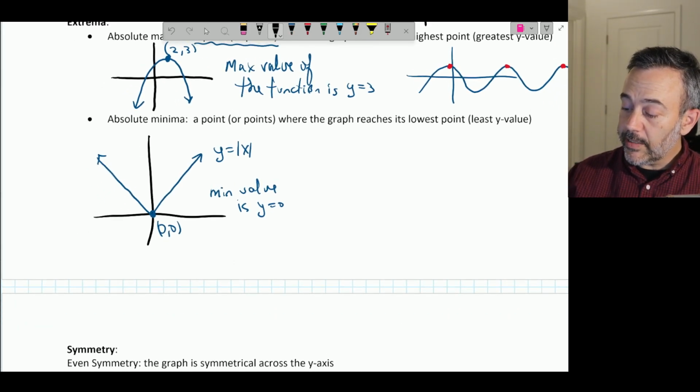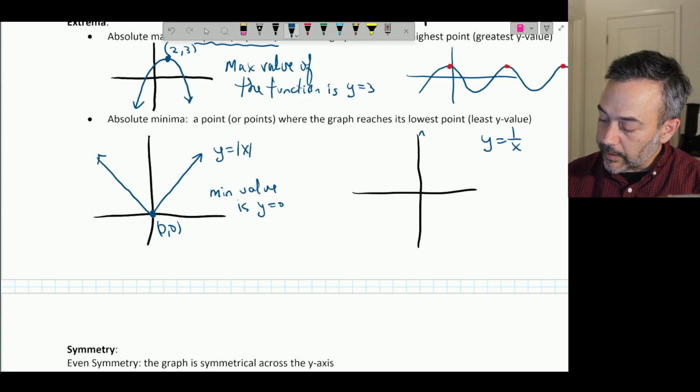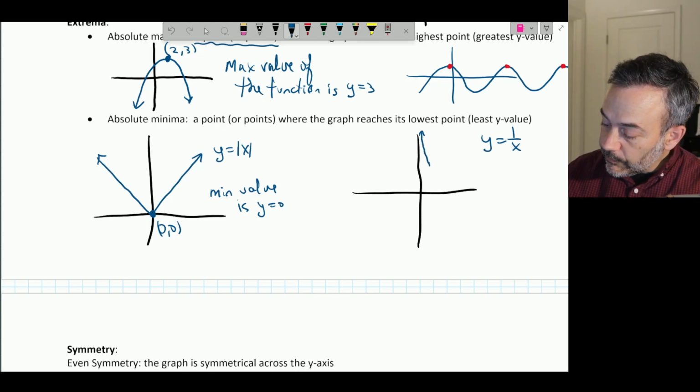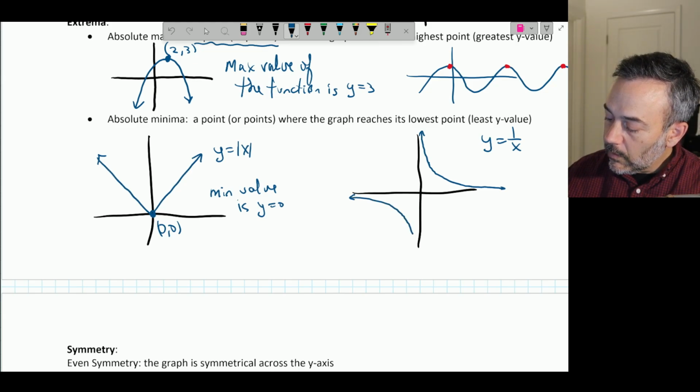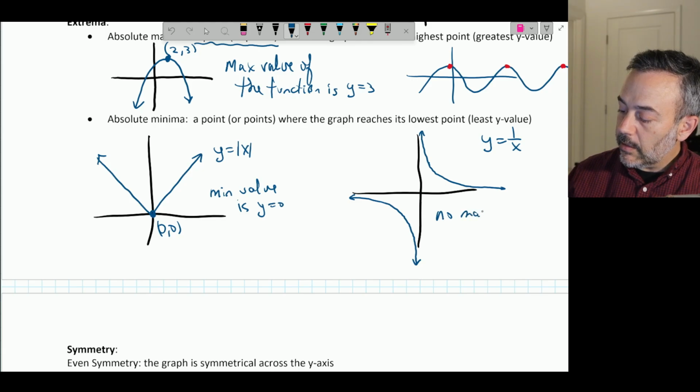Some functions have no max or min at all, like y equals 1 over x, related to that example we saw a little bit ago. That graph has a part of the graph that goes forever up and a part of the graph that goes forever down. So there's no max and no min. No absolute max. And no absolute min. Okay, symmetry.